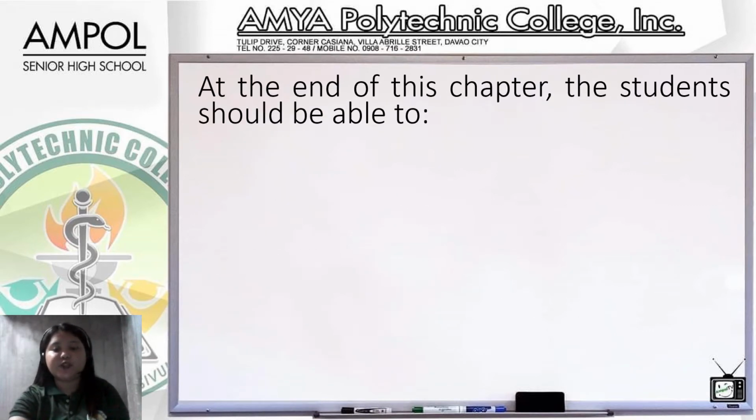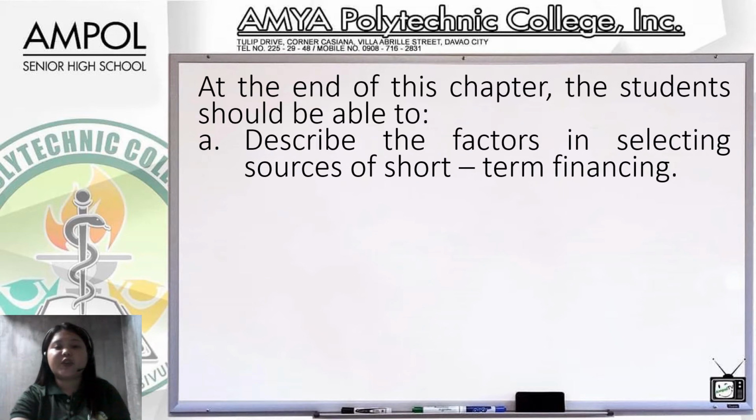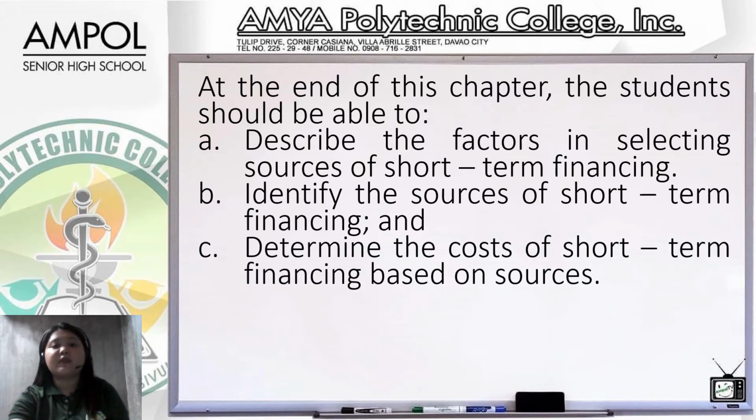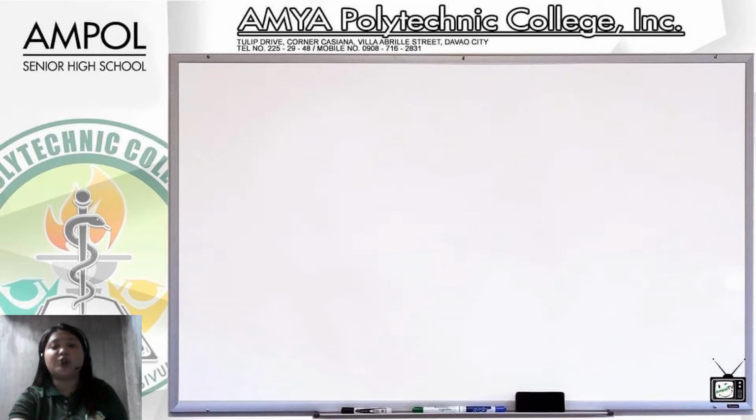At the end of this chapter, the students should be able to: A. Describe the factors in selecting sources of short-term financing. B. Identify the sources of short-term financing. And C. Determine the costs of short-term financing based on sources.